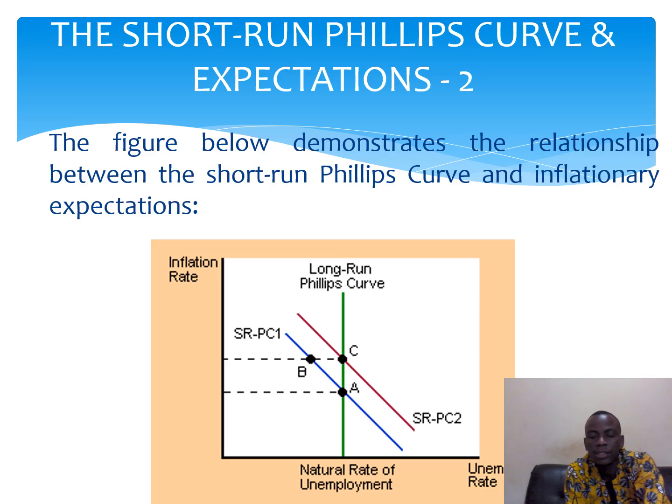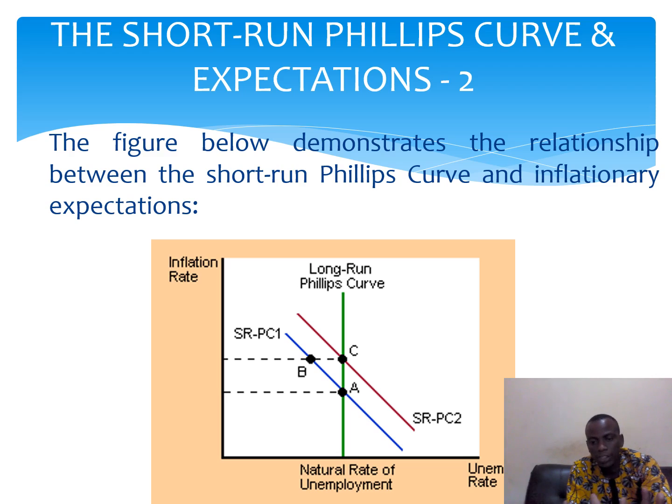This figure below demonstrates the relationship between the short-run Phillips curve and inflationary expectations. What we should know is that SRPC1 portrays low expectations, or a lower expected inflation. As the expectation increases, we move outwards. So the increase in inflation expectation moves the short-run Phillips curve from point 1 to point 2, and we'll move from A to C. Our new equilibrium will now be point C.